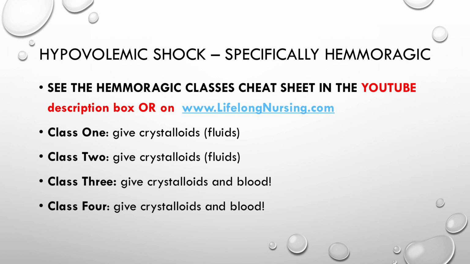Now we're going to focus specifically on the hemorrhagic type of hypovolemic shock. I want you to look at the hemorrhagic classes. There are 4 classes of hemorrhagic shock, and I'll post a link in the description box below this video, and I'll place it on lifelongnursing.com. So class 1, you give crystalloids, fluids. Class 2, you're only going to give crystalloids. Class 3, you're going to give crystalloids and blood, and you want to do the same thing for class 4. Class 1 is the least serious hemorrhagic shock, and class 4 is the most serious. So again, please check out the cheat sheet linked in the YouTube description or on lifelongnursing.com.